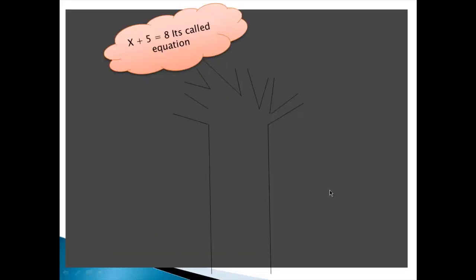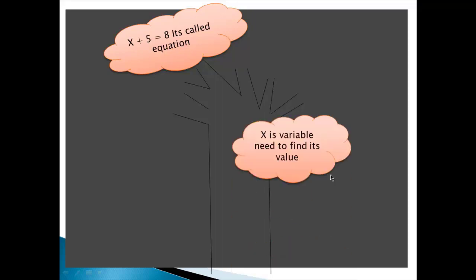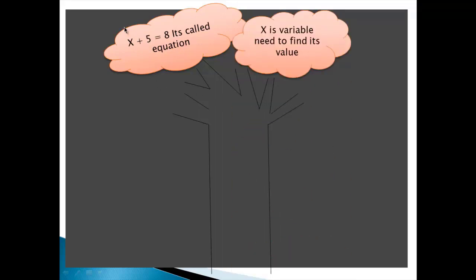x plus 5 equal 8. It's called an equation. As we can see in this equation, there is a letter. This letter is a variable. This variable, we need to find its value.